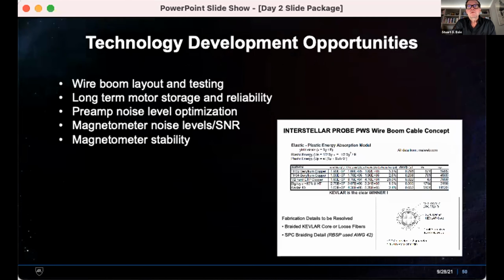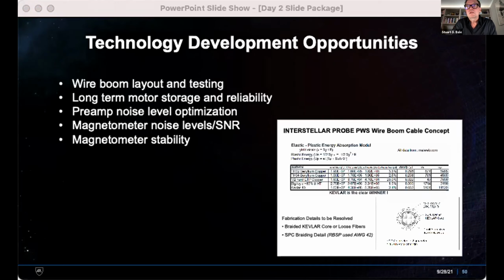In the event that you end up deploying wire booms later in the mission, say after a KBO flyby, there's some work to do on stepper motor storage and reliability. How long can you reliably store a stepper motor and deploy it later? Preamp noise level optimization. This is analog electronics work that I think is pretty much at hand and may be done before then on other missions.